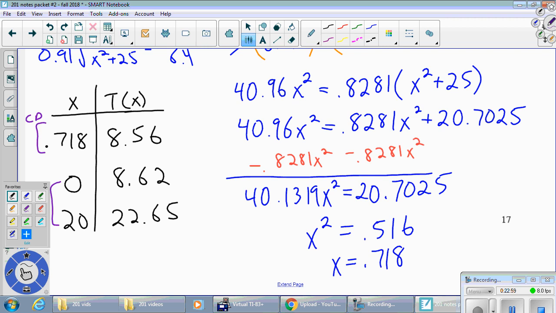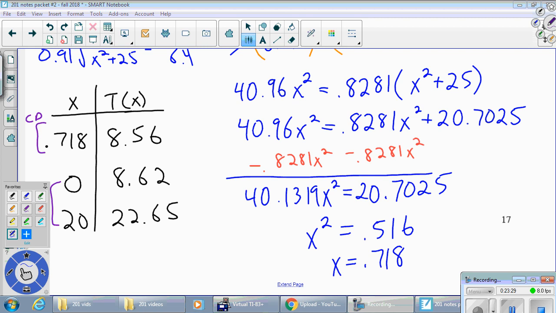So that 22.65 is swimming the entire way, not running at all. 8.62 is running all the way to the point on the beach that is closest to the ball and then swimming the shortest distance possible. Turns out that Elvis the dog can save a little bit of time, not a whole heck of a lot, by running to the spot that's 0.718 meters away from the spot on the beach that's closest to the ball.